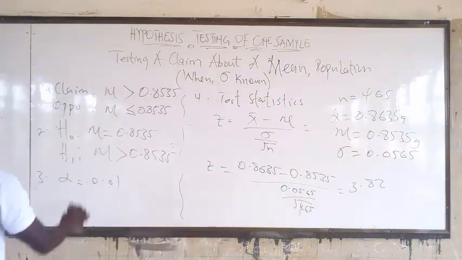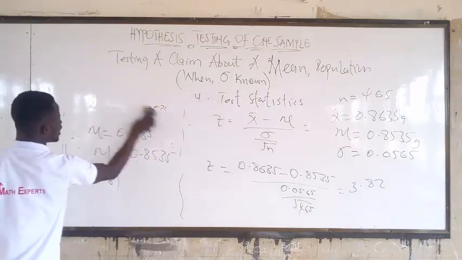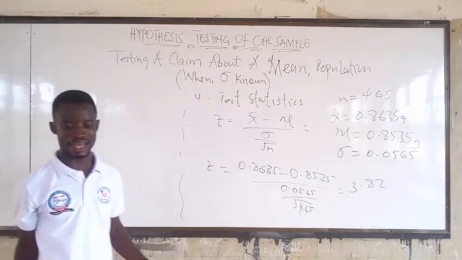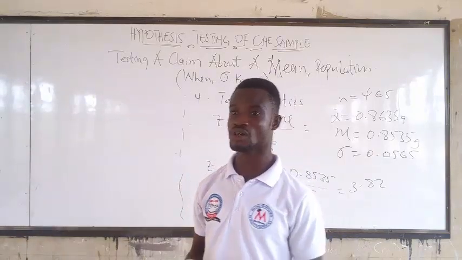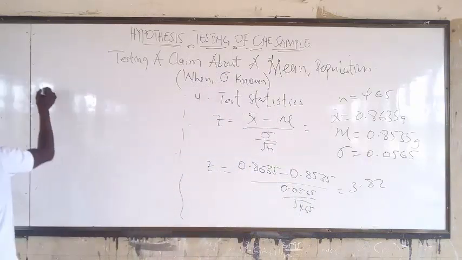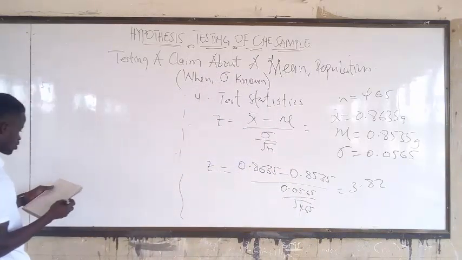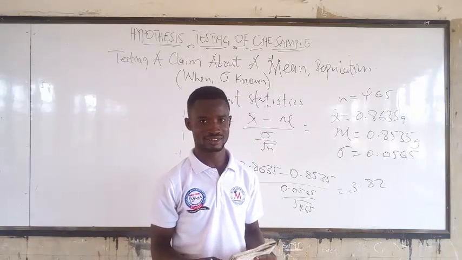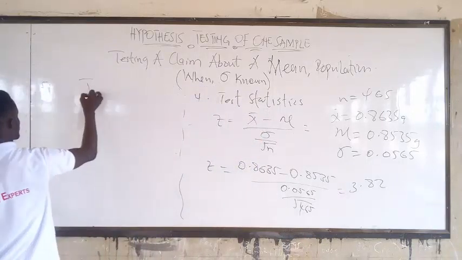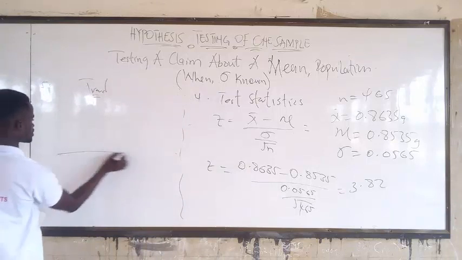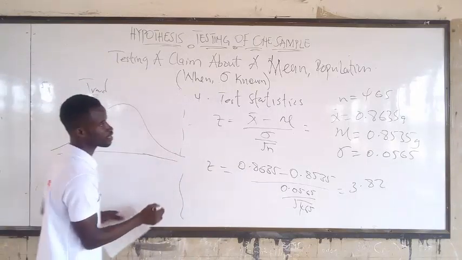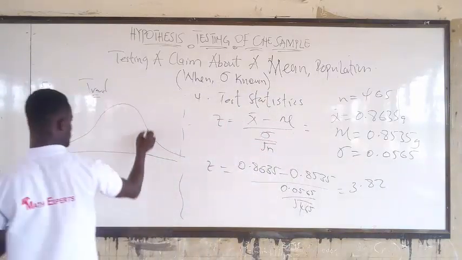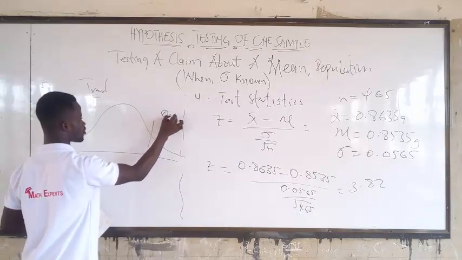Then we move to the fifth stage. You know already that the fifth stage and the sixth stage is where you choose the method to go by, whether the p-value method or the traditional method. Here I'm going to use the traditional method, but you can choose any one that you like. I draw my curve here, then check my alternate hypothesis. Was it greater than or less than? Greater than, right? So that means it's going to be on the right. The alpha level is 0.01.